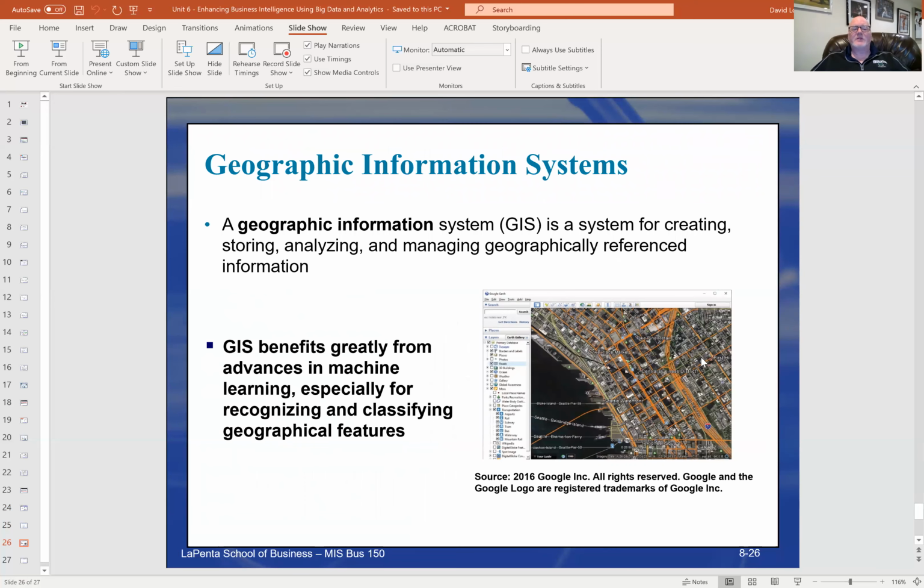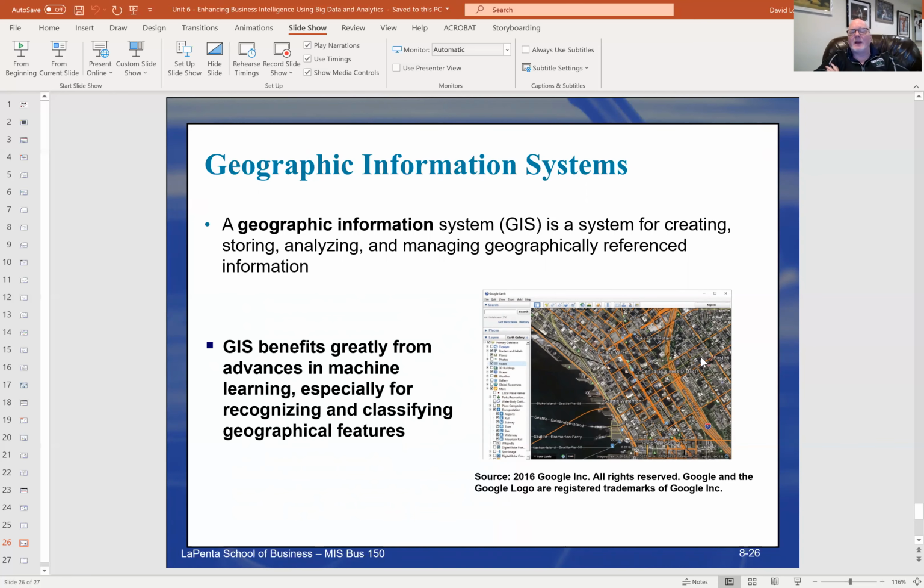So geographic information systems are systems for creating, storing, analyzing, and managing geographically referenced information. I first saw this when my customer, who was a large retailer, used these systems to try to understand where they should put new stores. So what they were able to do is mine a whole bunch of data. How many men live in this neighborhood versus women? How many of them are college educated versus not? What's the average income? So looking at all of these demographic pieces of information and overlaying it to the geography.